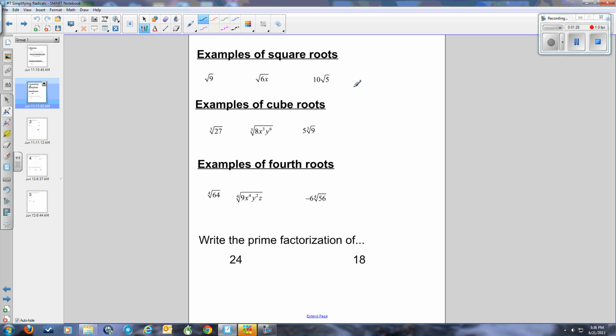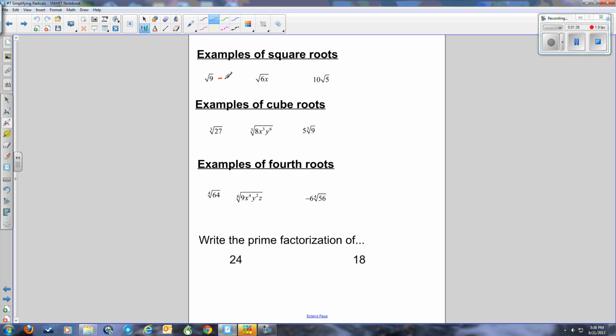Moving on to the next page, some examples of square roots. Square root of 9. So in this case, you'd want to ask yourself, what number can I square to get 9? That would be 3. Square root of 6x. Is there a number that you could square to get 6? No, there isn't. There's no number you could square to get x either, so that's simplified. 10 square roots of 5 means 10 times the square root of 5.